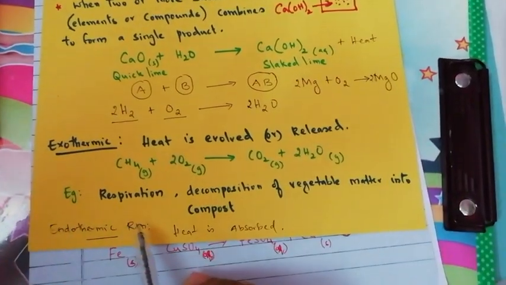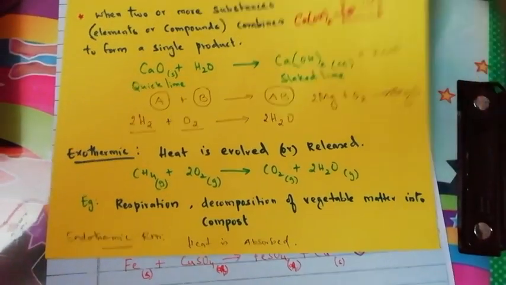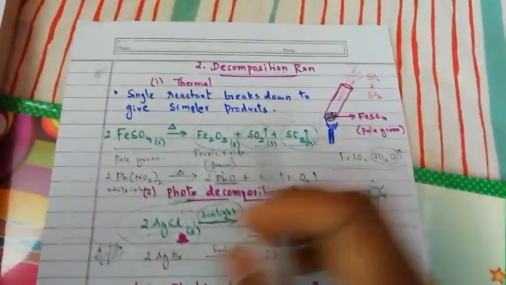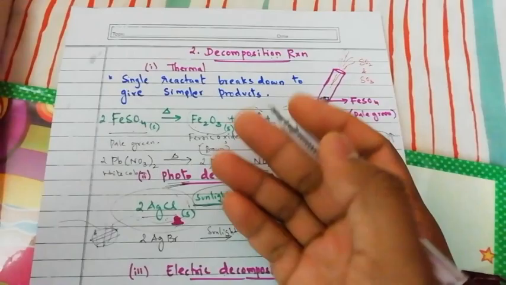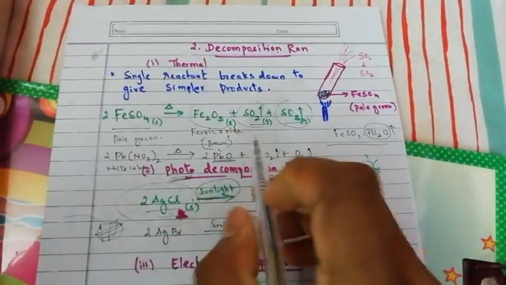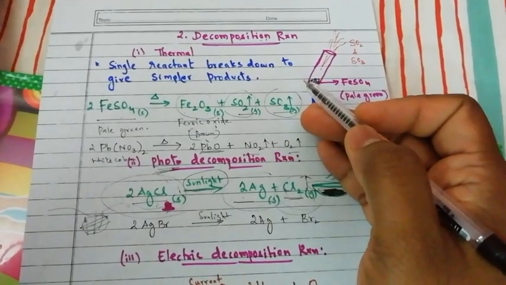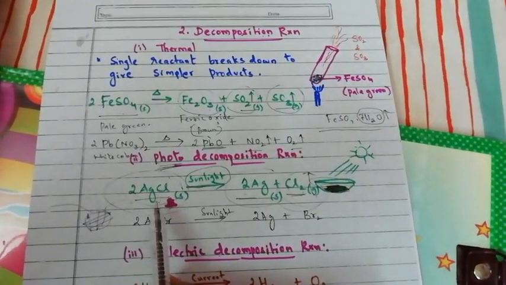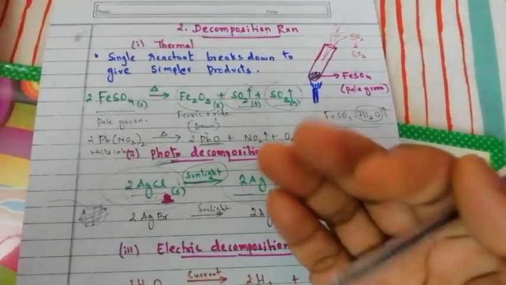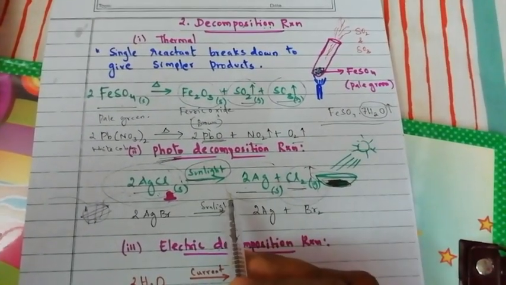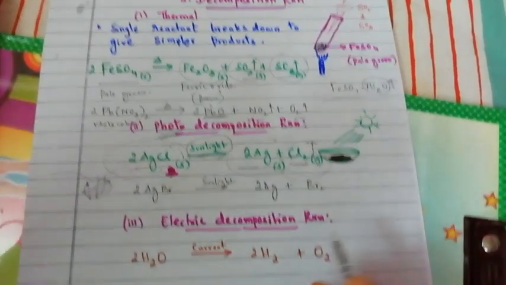But in an endothermic reaction, only after heat is absorbed will they give a product. You see the thermal decomposition reaction: after absorbing the heat energy, it breaks down into 3 pieces and then gives a product. Here also, in the photo decomposition reaction, after it absorbs sunlight, that heat energy, and only then it breaks down into 2-3 products.